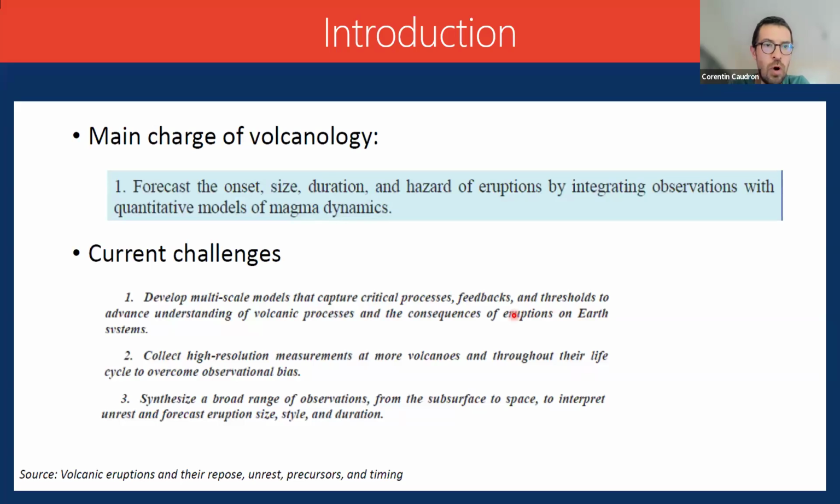So you probably know that, but the main charge of volcanologists who are doing monitoring is to forecast the onset, the size, the duration, but also the hazards which you can get with eruptions. And we tend to do that by integrating observations. And there is an increasing trend now to also incorporate or use quantitative models to interpret our observations. So that's really something which is becoming crucial for people who are dealing with monitoring.